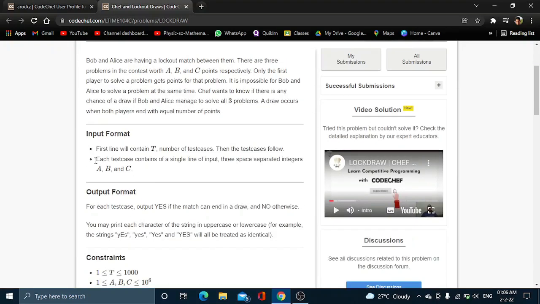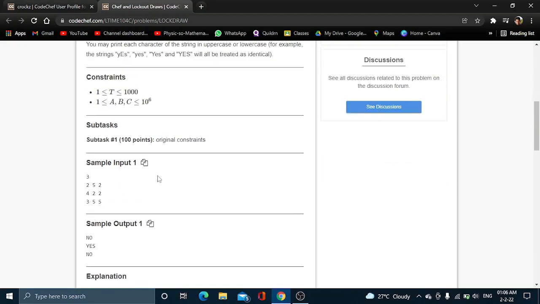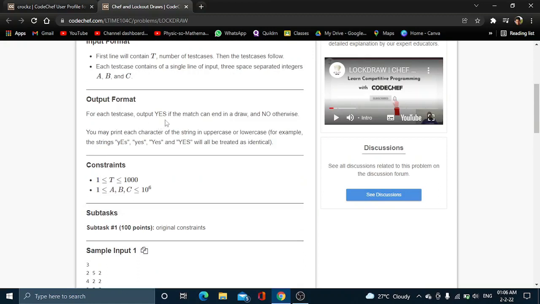So they have given the input format. The first line will contain T, the number of test cases, then the test cases follow, which means the input's first line should have some number, how many test cases you want to do. And each test case consists of a single line of input, three space separated integers, which means after the test case line, there should be three separate integers, which are the values of the three questions. And the output format is like this: for each test case, output yes if the match can end in a draw and no otherwise. Which means if a match is in a draw condition, then we have to print yes. If not, then we should print no.